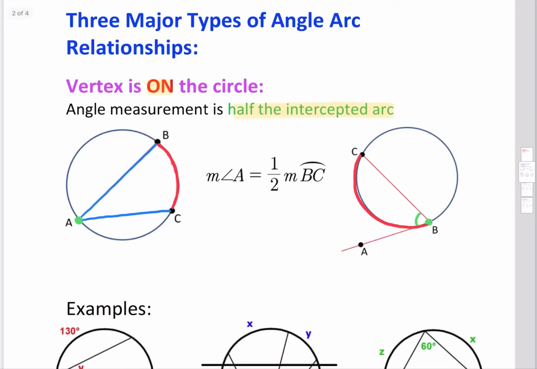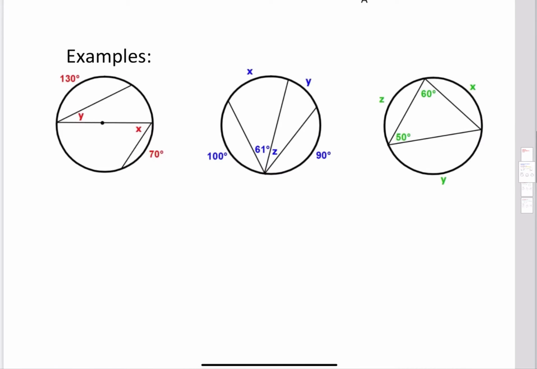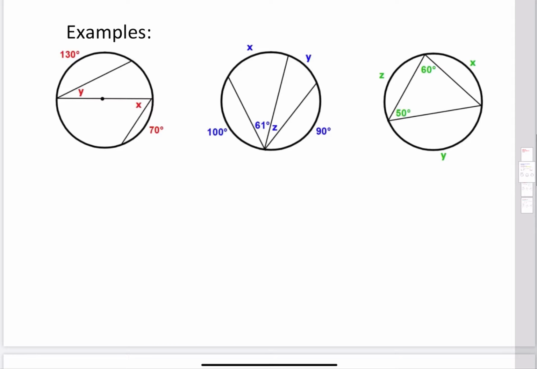So let's go ahead and take a look at some examples here. So here we got three examples. We're going to take a look at them one at a time. We'll start off with the one on the left. Based off of the information here, what we want to figure out is the measurement of X and Y.